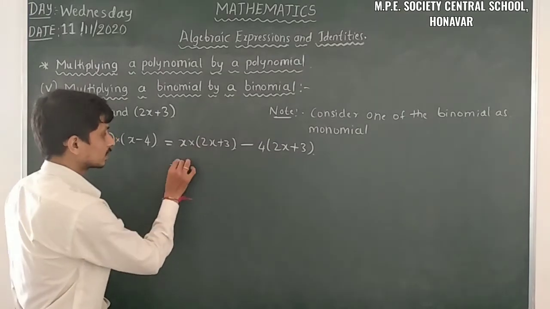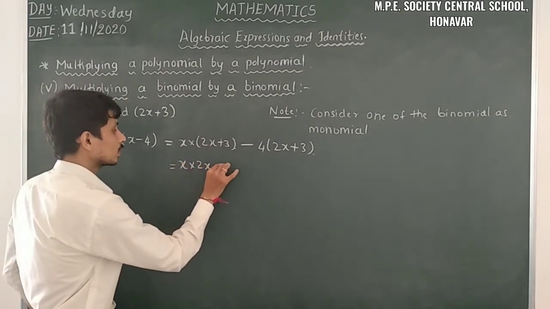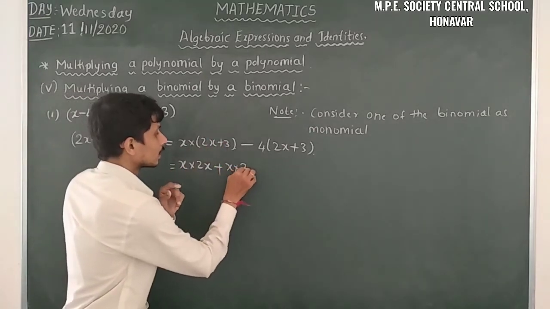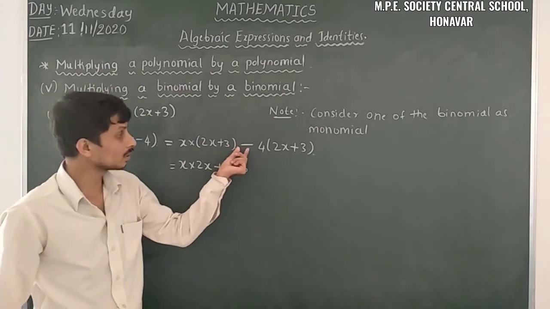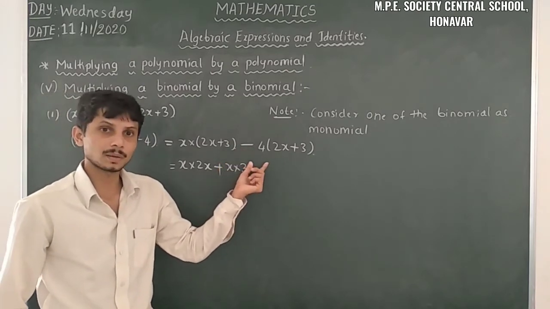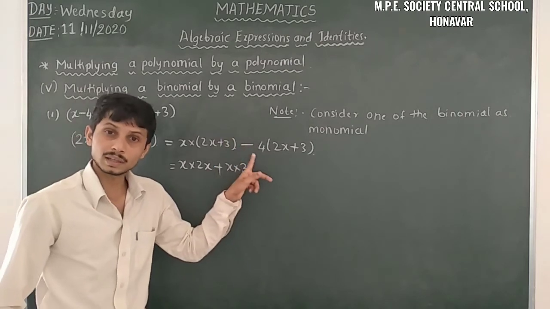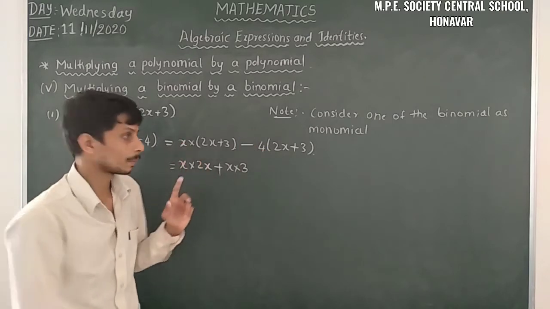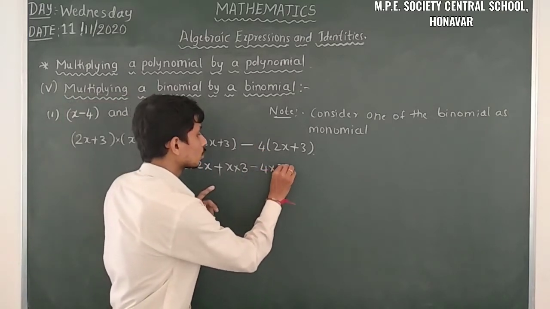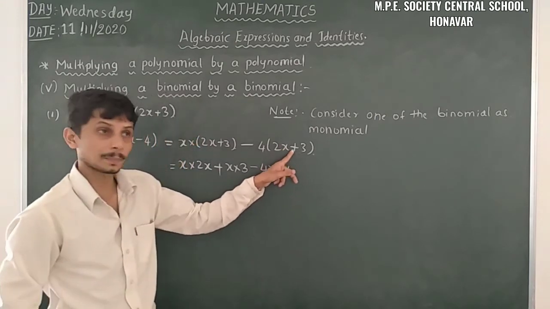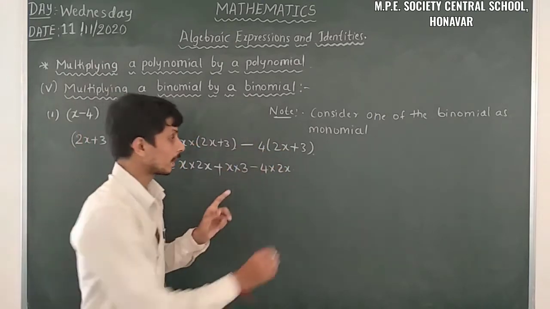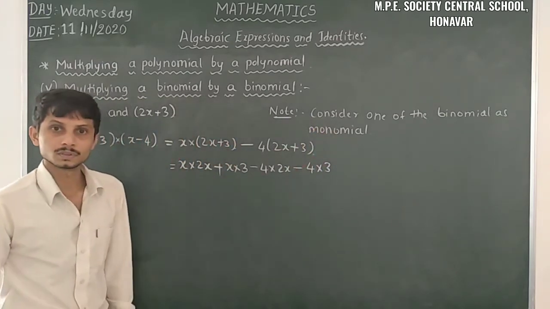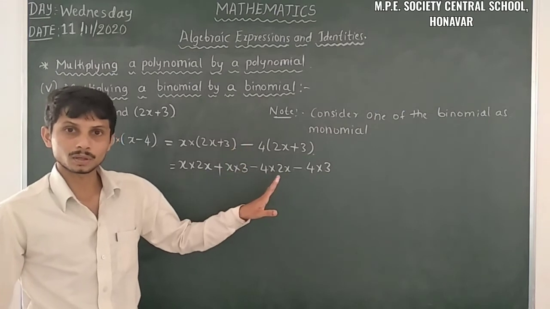So x into 2x, plus sign, x into 3. Then here we have to be careful, because the minus sign is there. So we have to take minus 4 completely: minus 4 into 2x. Then plus into minus is minus only, minus 4 into 3. So you have to be aware of that.